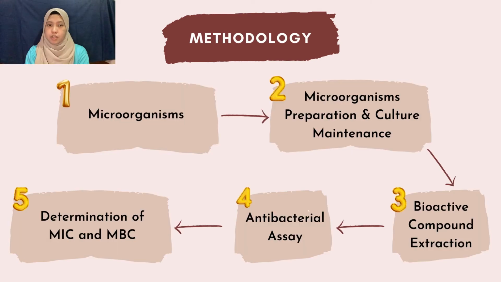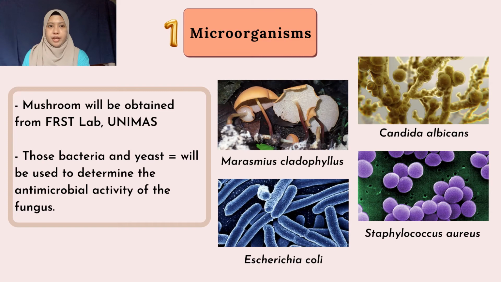For the methods, it consists of 5 main methods, which are microorganisms preparation and culture maintenance, bioactive compound extraction, antibacterial assay, and determination of MIC and MBC. For the first method, which is microorganisms, Marasmius cladophyllus will be obtained from the Molecular Genetic Laboratory of the Faculty of Resource Science and Technology, UNIMAS. Candida albicans, Escherichia coli, which is a gram-negative bacterium, and Staphylococcus aureus, which is a gram-positive bacterium, will be used to determine the antimicrobial activity of Marasmius cladophyllus.